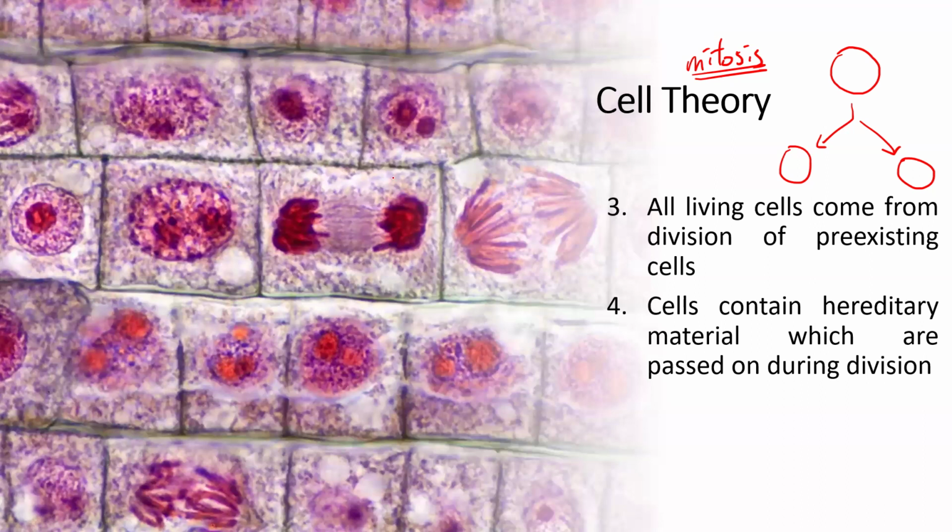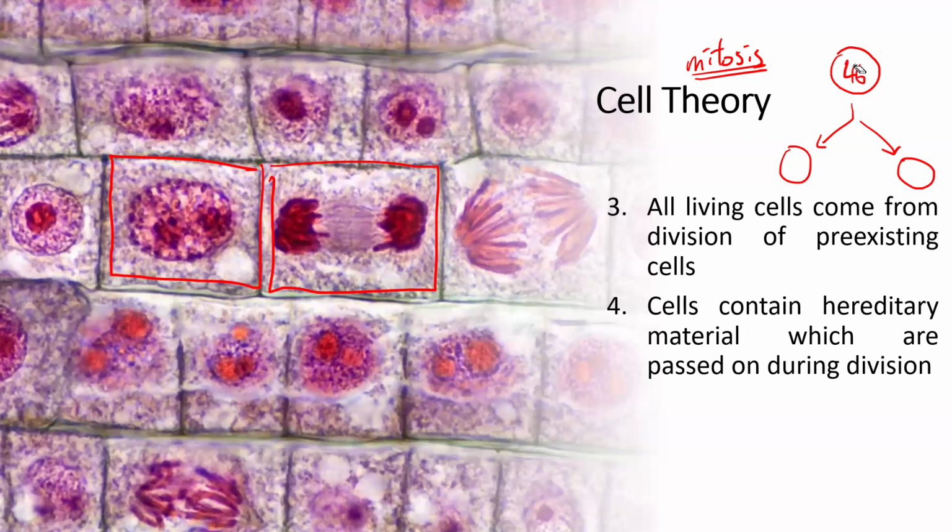Next time you eat onions, that's what you're eating. And this is an onion cell. And this is an onion cell that's dividing. It's splitting into 2. And these things are actually chromosomes. Which brings us to the last part of the cell theory. Cells contain hereditary material, usually in the form of DNA, which is passed on during division. Last time I asked you guys, how many chromosomes do we have? Do you remember? 46, that's right.